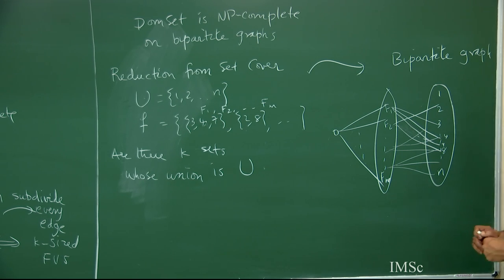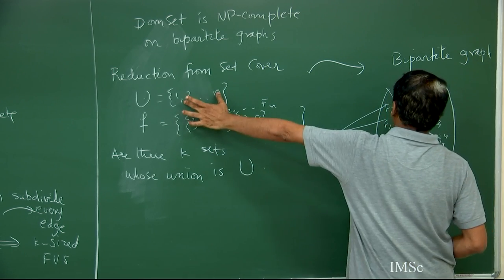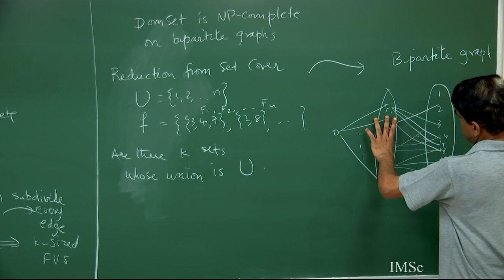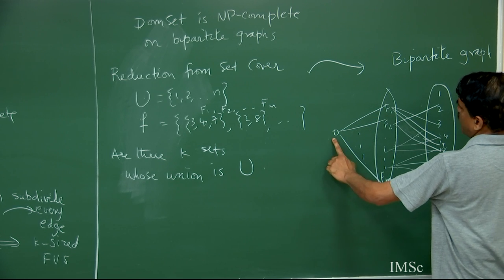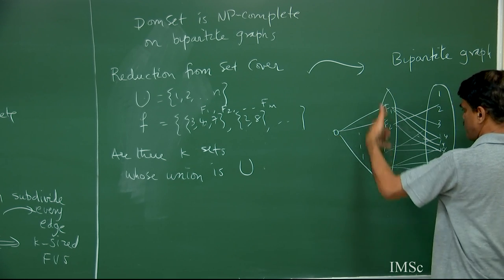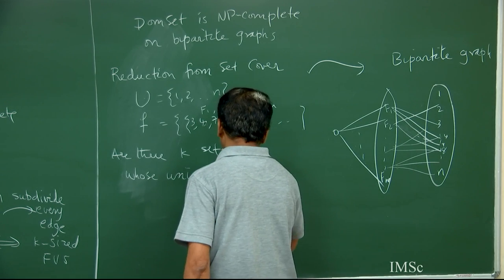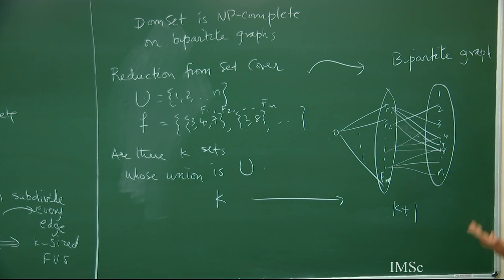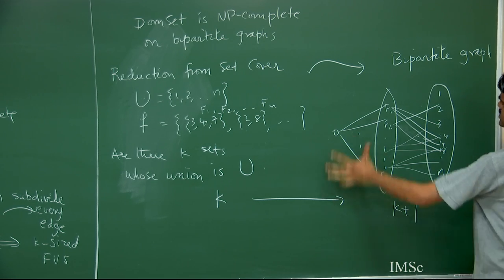So in one direction, if I have k sets that cover my entire universe, I will pick those k sets here. They will cover all these elements. Then I will also pick this vertex so that it will dominate all these. So k will go to k plus 1 here. First of all, this is not looking like a bipartite graph. Or is it? I don't see the two partitions. Put this vertex here. Okay, so it is a bipartite graph, right?